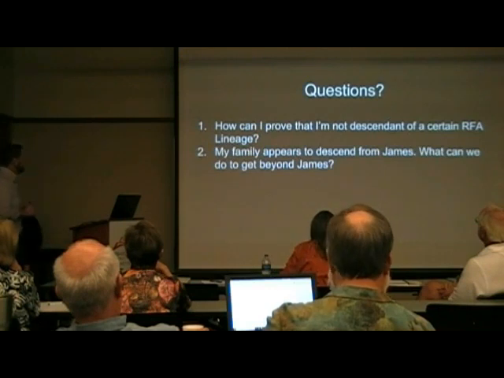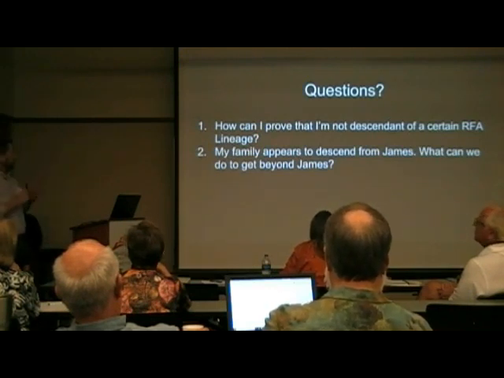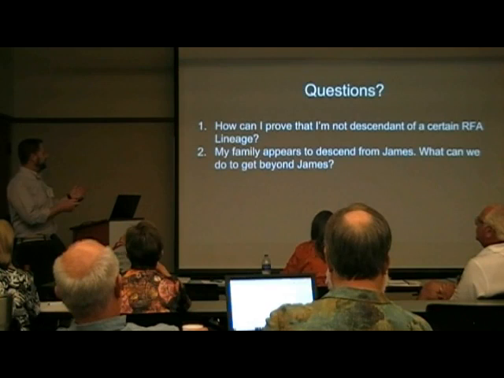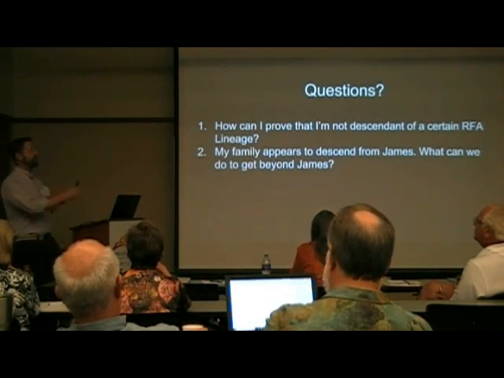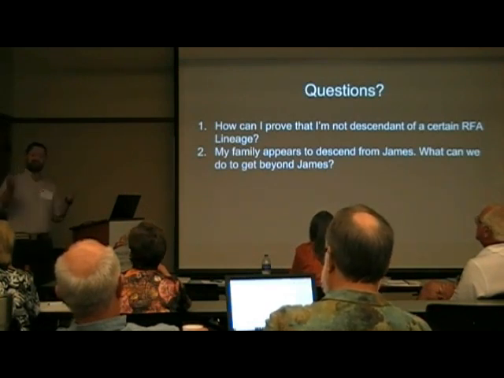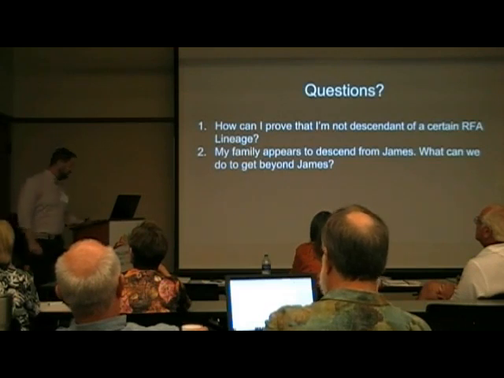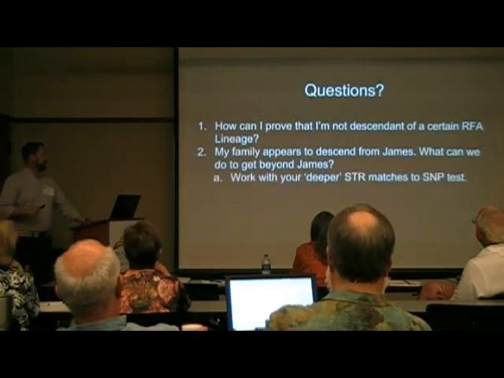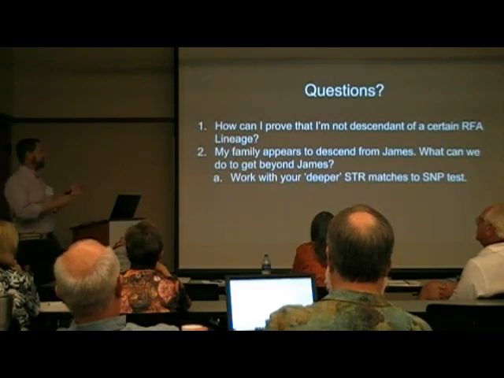Another question that came up before we prepared for this says, my family appears to descend from James, or this could be any of our progenitors. My family appears to descend from James, so what can we do to get beyond James? This is probably a question that folks in RFA have asked again and again for decades about James or one of the other key progenitors. The best I can do to answer this is to suggest that folks in James's line, or whoever else's line, work with their deeper matches.